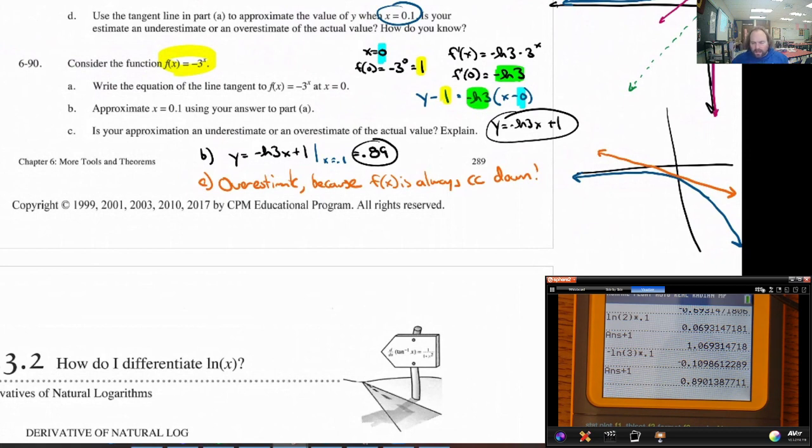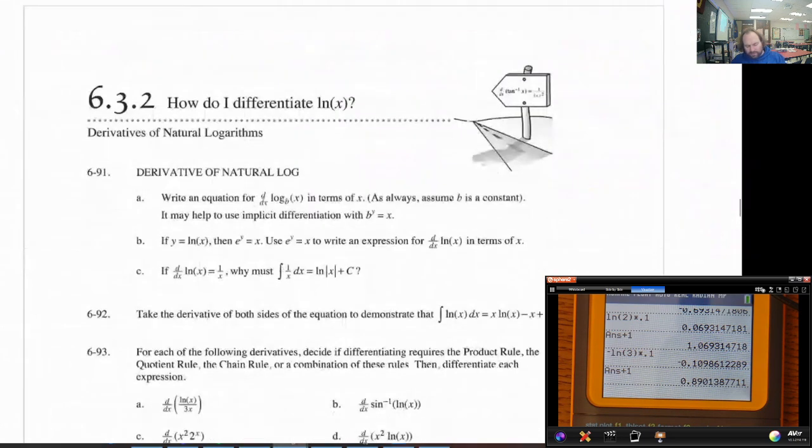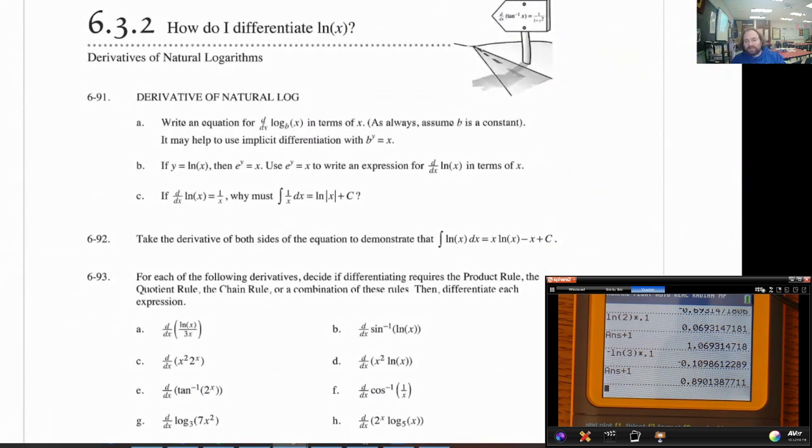Pretty cool. Hey, we have one more derivative to look at in 632, and that's natural log of x, and I'm really excited about it because it's a really easy derivative, and you guys are going to have a lot of fun with it, and we're going to keep going.